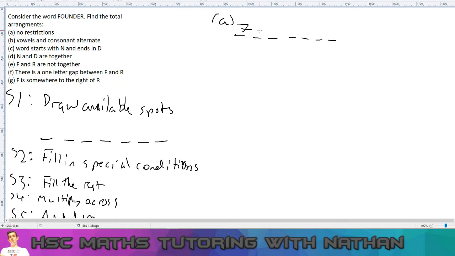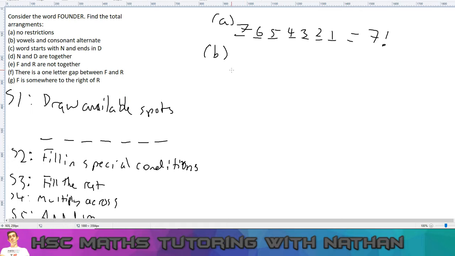The second spot, I have how many? Yep, that's right, 6. You get the idea. Then there's 5 letters left here, 4 letters that can go there, then 3 letters left there, 2 letters left there, and 1 letter left there. So we can skip step 2, as there are no special conditions. We fill the rest, and then we multiply across. 7 times 6 times 5 times 4 times 3 times 2 times 1 is, by definition, 7 factorial. I'm assuming if you've done permutations, you will know that notation. And that's the answer for no restrictions. Very simple.